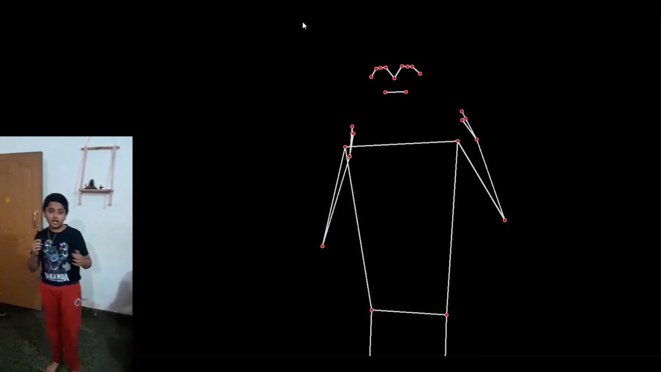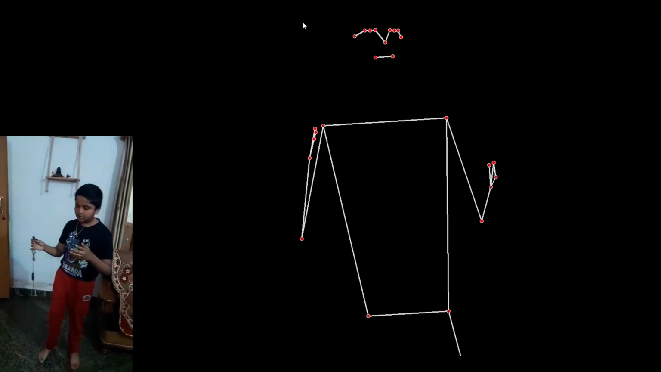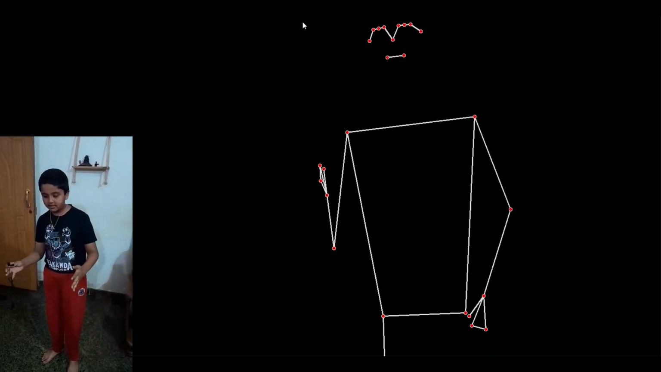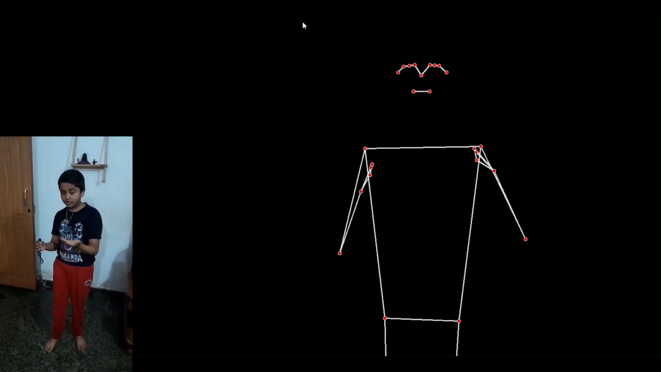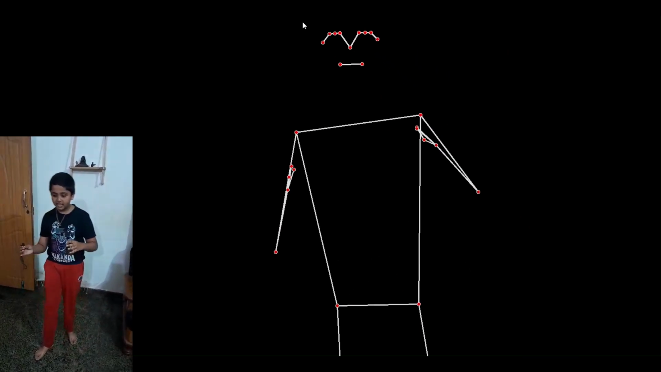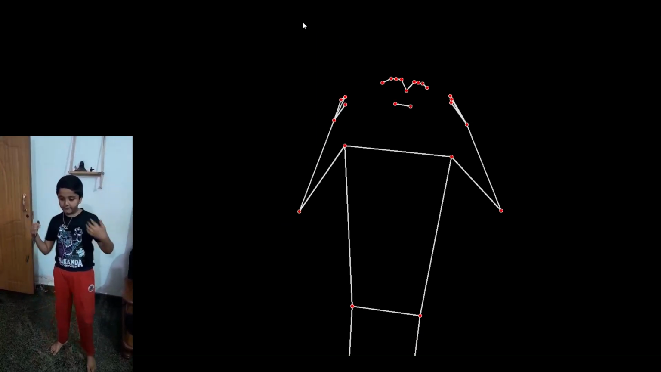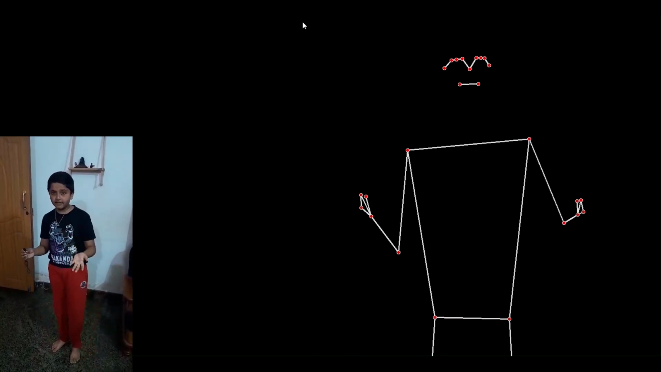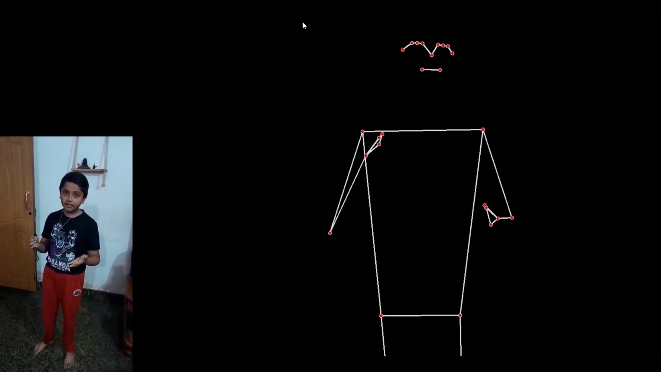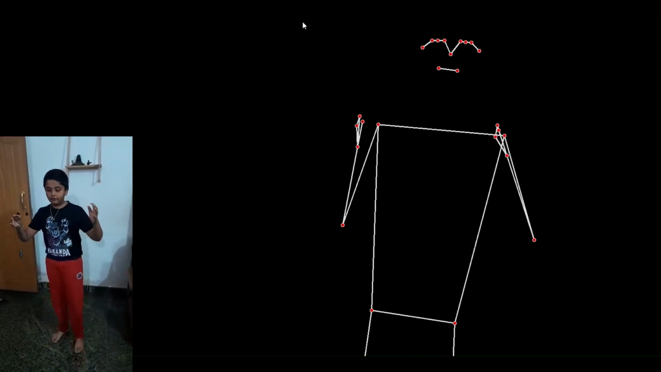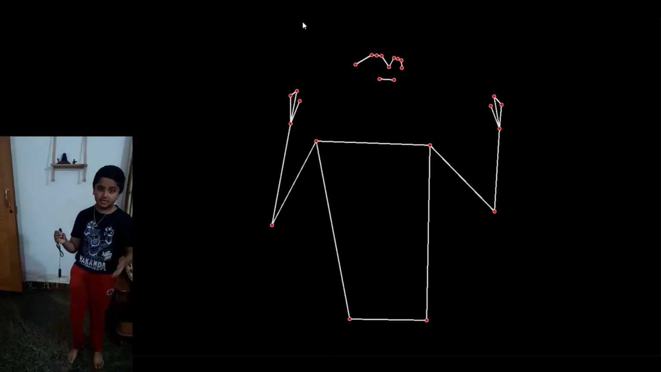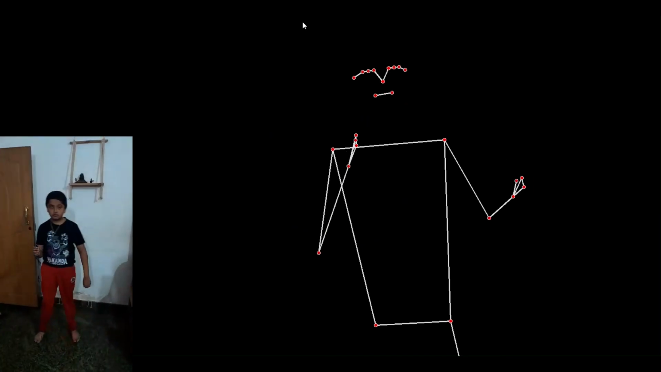Let's take a look at a demo of how our human pose detector works. In the results window, we will be able to see that the animated figure, which uses CV2 and MediaPipe, will follow the exact same steps as I do. Let's start.